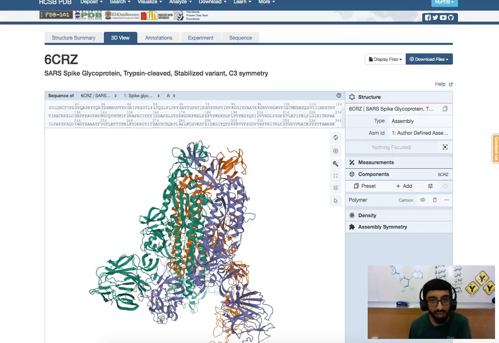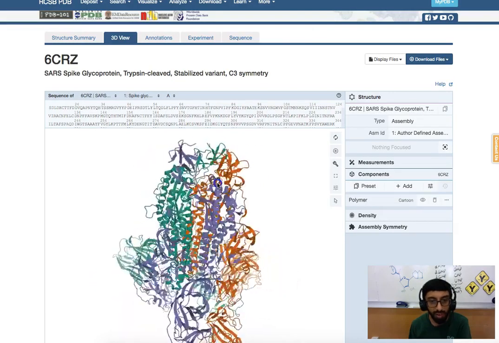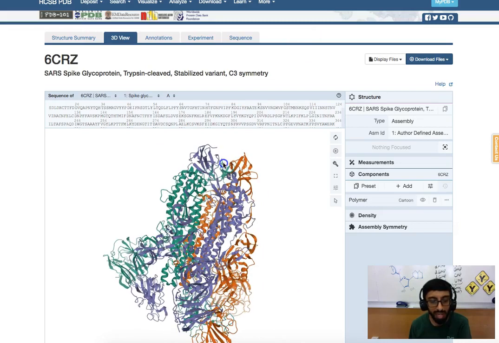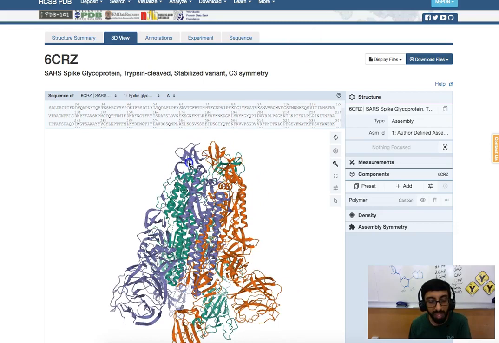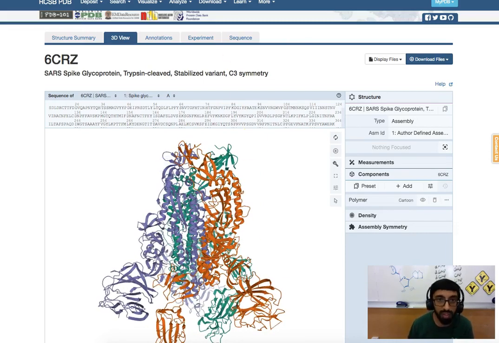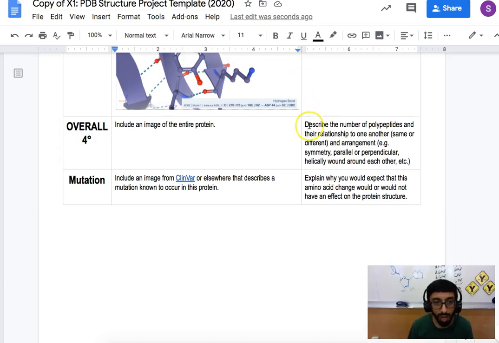And in my case, this was threefold symmetric. These 3 are identical. So this is a homotrimer, is the technical term. So 3 things that are identical. Homo for the same, tri for trimer, for 3 of the same. And you'd want to describe that here. So this is where I'd put the image of the whole protein.